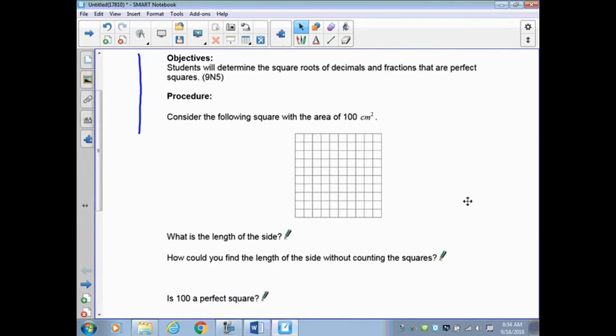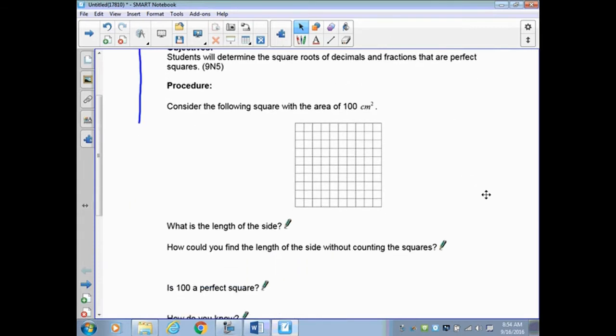Consider the following square with an area of 100 centimeters squared. What is the length of that side? Well, if you take a look, you can count: 1, 2, 3, 4, 5, 6, 7, 8, 9, 10. So we know that's 10. And of course, it's a perfect square, so that's 10 by 10. So what is the length? It's 10. We're working in centimeters, so it's 10 centimeters.